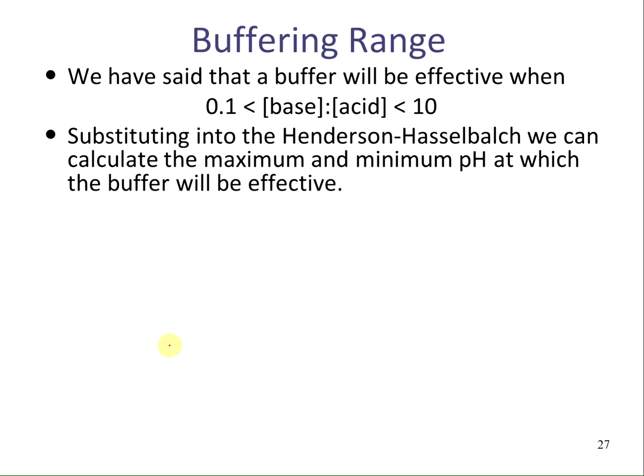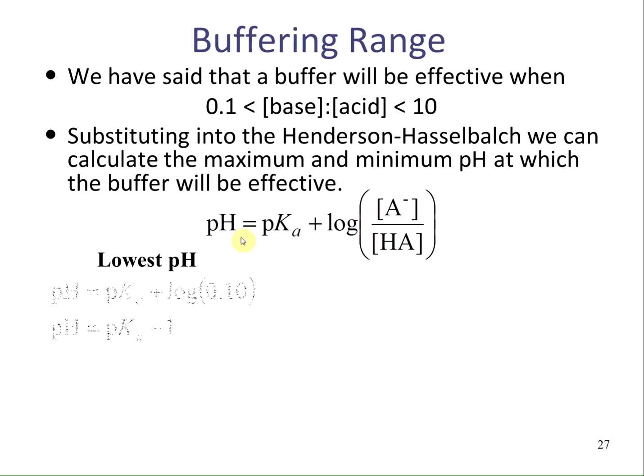We have said that a buffer will be effective when the acid to base ratio falls between 10 and 0.1. If we substitute into the Henderson-Hasselbalch equation, we can calculate the maximum and minimum pH at which the buffer will be effective. So here is my Henderson-Hasselbalch equation. I'm going to put in the lowest pH, so when I have a higher concentration of the hydronium ion. So this would correspond to the 0.1 base to acid ratio.